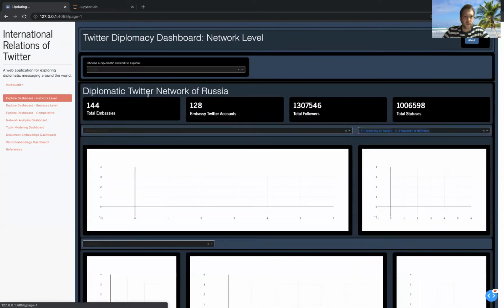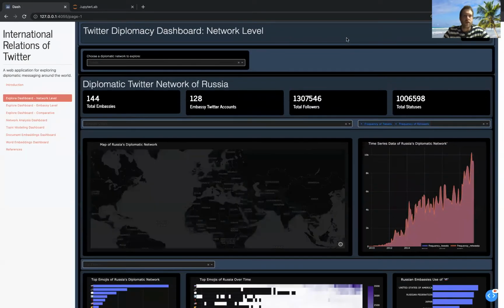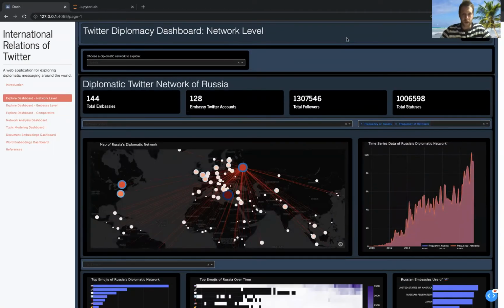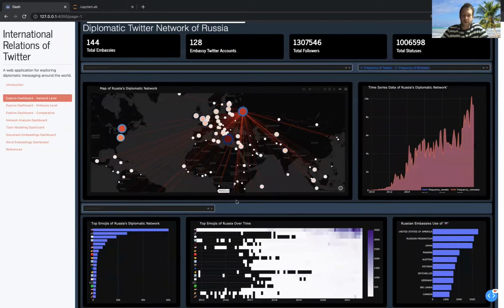Let me just go to the first page. And this is our diplomacy dashboard. We can explore two different networks, Russia and the United States, at the network level. So that means we're aggregating all the data for all the different Twitter embassies for each of these networks. So we have all the embassies of the US and all the embassies of Russia. And we can get all these descriptive statistics about them.